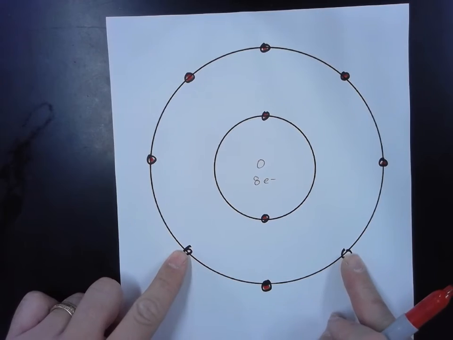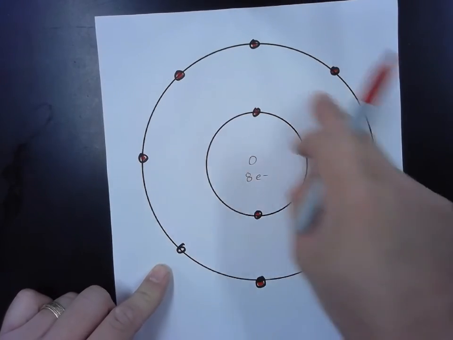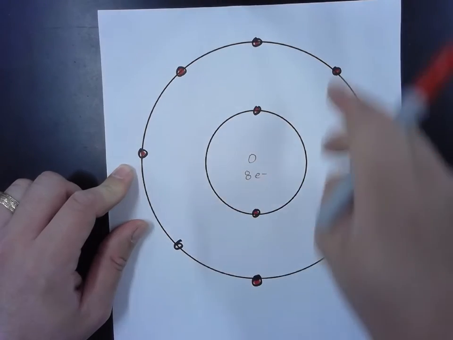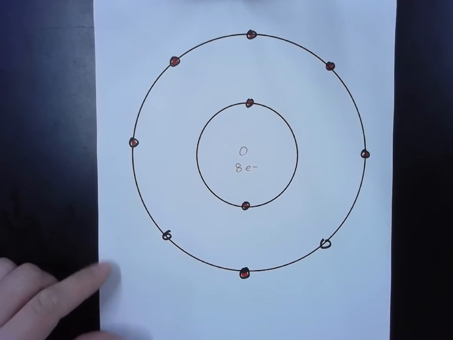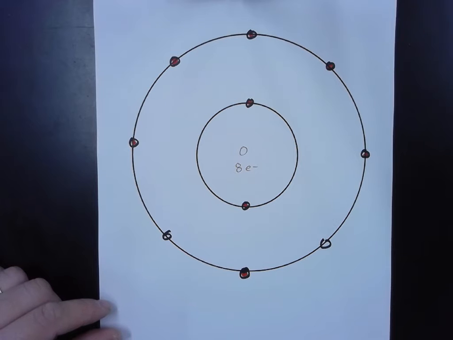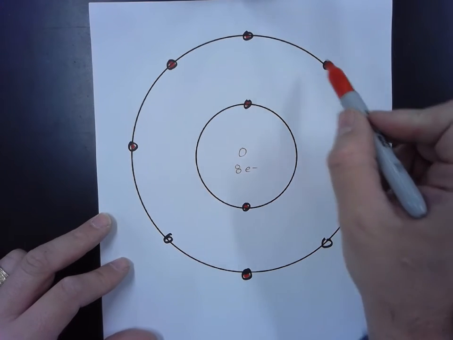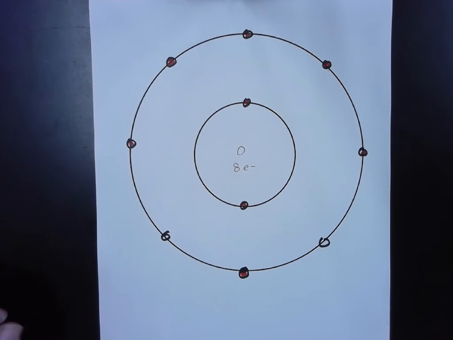Notice 2 empty seats here. It doesn't really matter which order you fill these in. I tend to go like that, and you're going to see why later on, but it doesn't really matter the order. Okay, so let's count how many valence electrons it has. 1, 2, 3, 4, 5, and 6. Okay, 6 valence. Ready? Write this in with me.